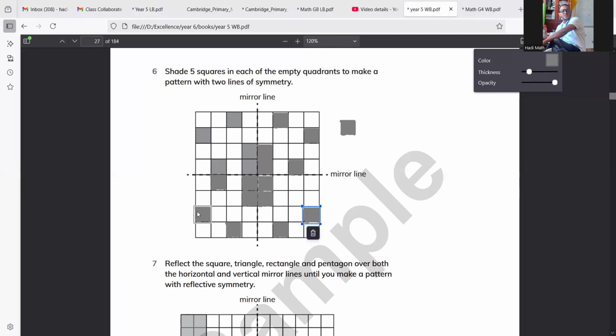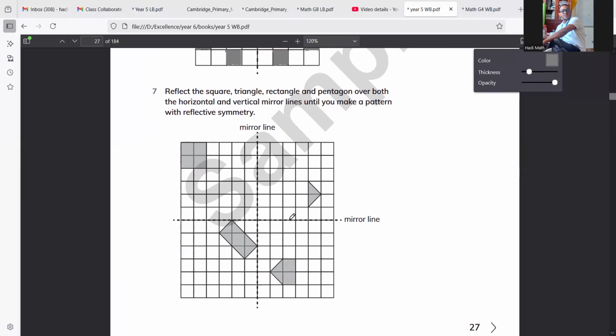So to fold over this one. And I will be shading this one. We'll say to fold over this one. Now, if you see, any one of them has 5 shaded squares in each quadrant. Let's go to question 7.